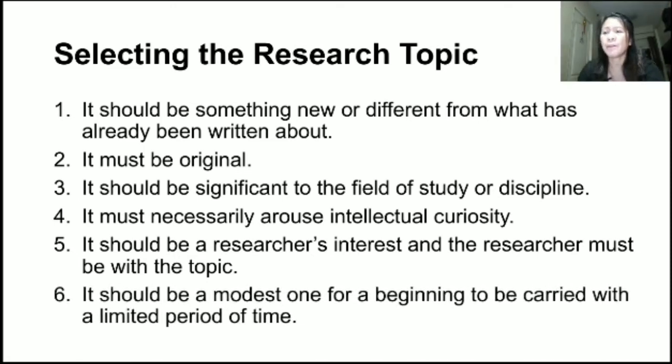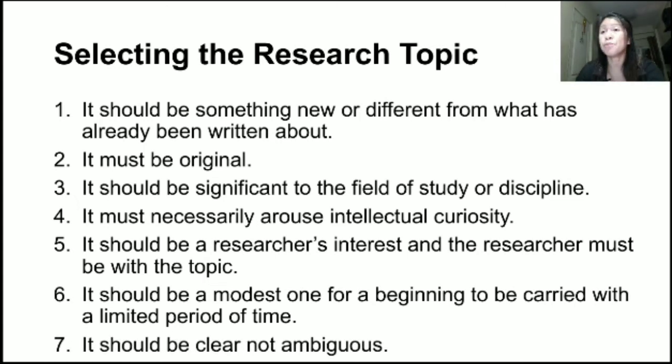Number 6, the topic should be modest for a beginning, to be carried out within a limited period of time. Consider the time frame when thinking of a research problem. Number 7, it should be clear, not ambiguous. It is important to state the topic clearly, not only for the readers later on, but more importantly for your own undertaking. Your work would be smoother if variables are clearly identified as included in your title.